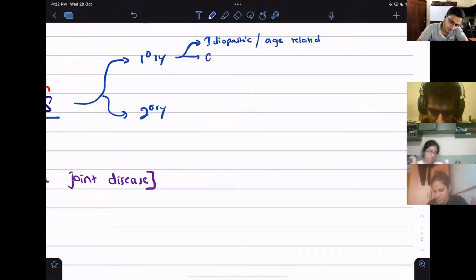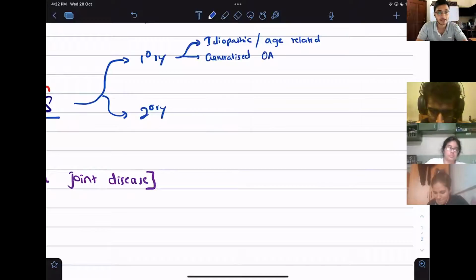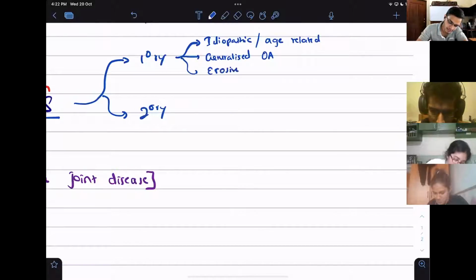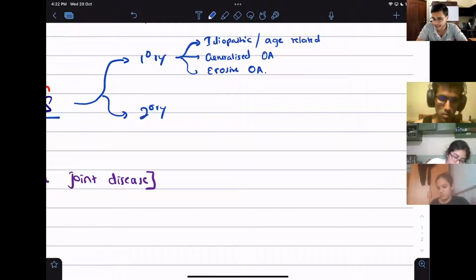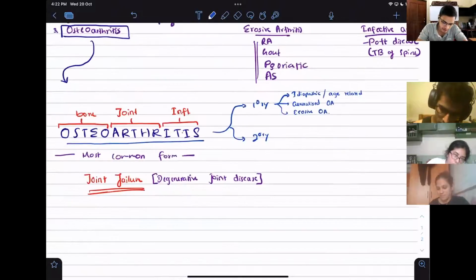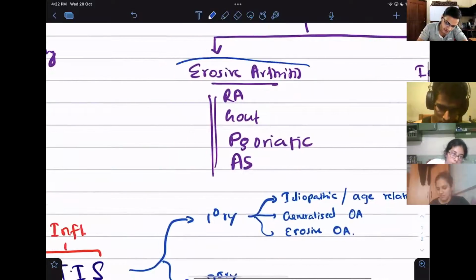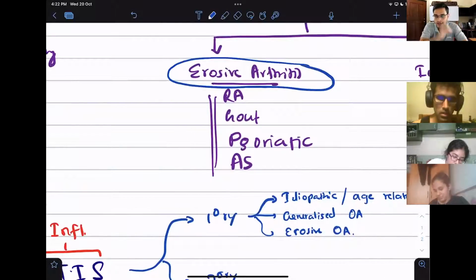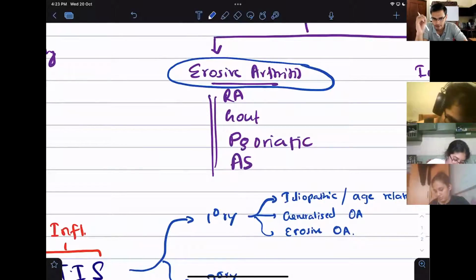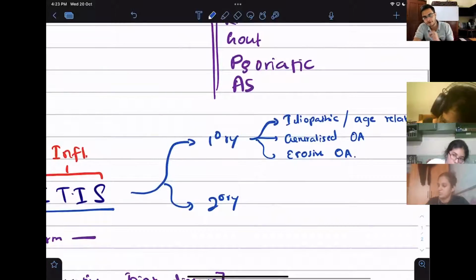Then there is another one called generalized osteoarthritis, and another called erosive osteoarthritis. This is a subtype of osteoarthritis of the hand. We will talk about this. Don't confuse this with erosive arthritis. This is very important: erosive arthritis is different from erosive osteoarthritis. We will talk about this when we talk about hand osteoarthritis.